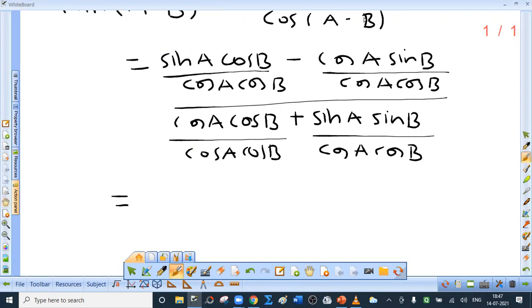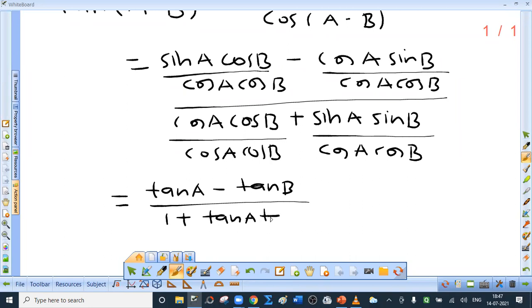Now here cos b gets cancelled. What is sine a by cos a? It is nothing but tan a, minus. Here cos a gets cancelled. So tan a minus tan b upon 1 plus tan a tan b. Yes. This is the expansion for what? Tan of a minus b.